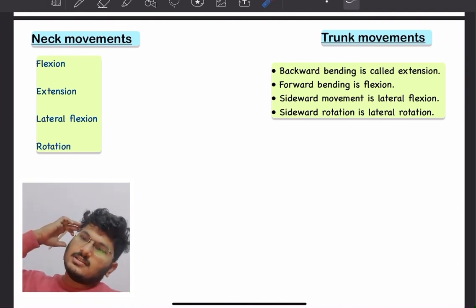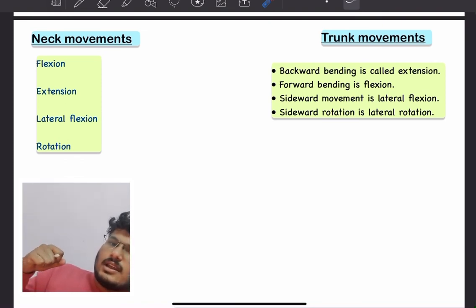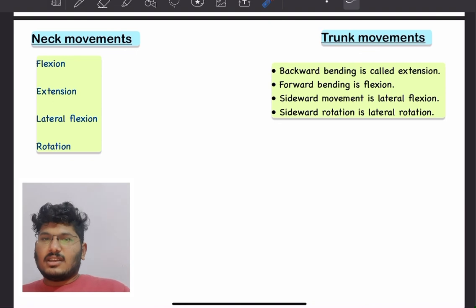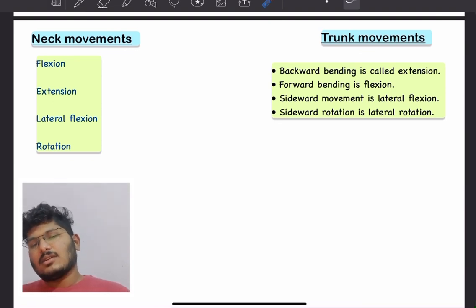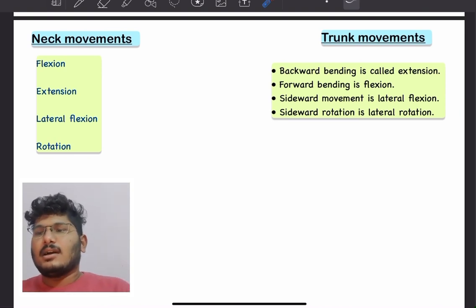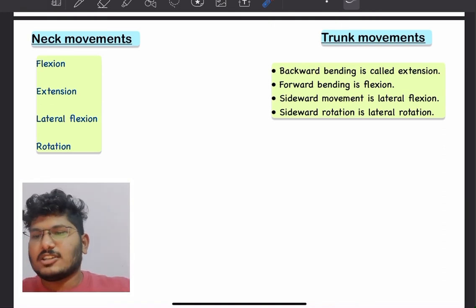Next, sideward movements. Sideward movement is called lateral flexion. Similarly, this is also occurring at my hip joint. Next, sideward rotation. Yeah, during warm up we do rotations, right? That is called sideward rotation, otherwise called lateral rotation. If we rotate our hip sidewards, it is called lateral rotation. That's what you need to know. That's about the trunk movements.